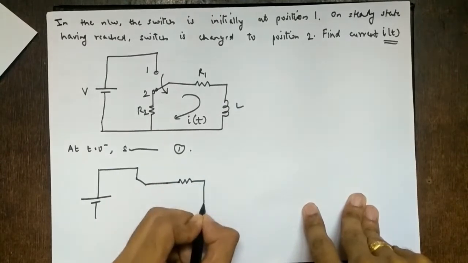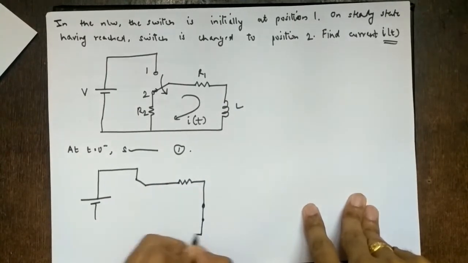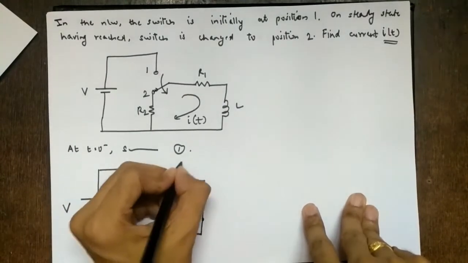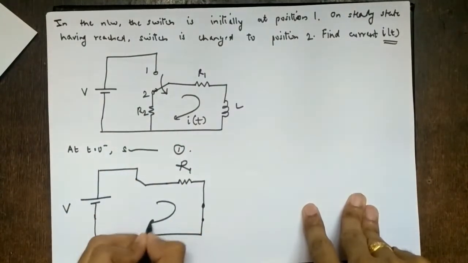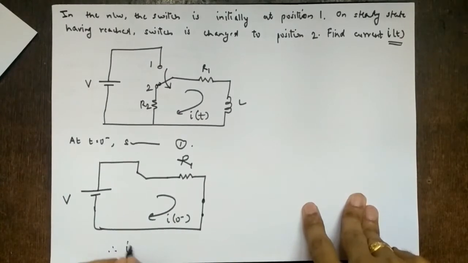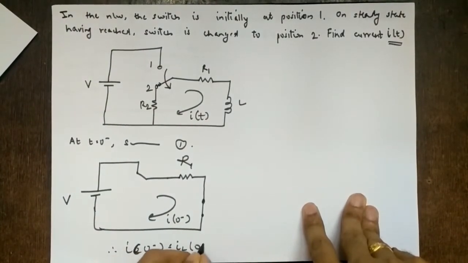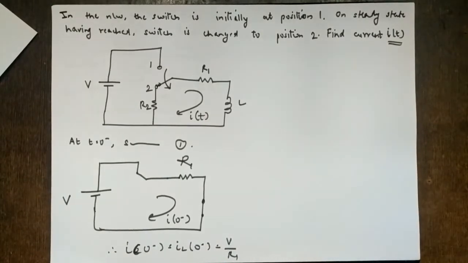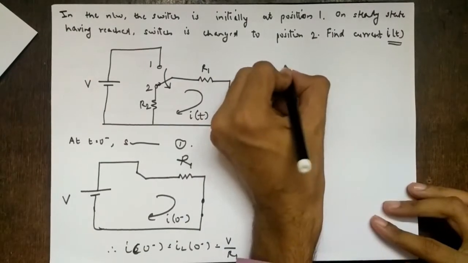I'll have the inductor, and this will be shorted. So this is V, this is R1. So this current will be I of 0 minus. Therefore, I of 0 minus is equal to the inductor current, so I of 0 minus equals V by R1. Then what can we say?